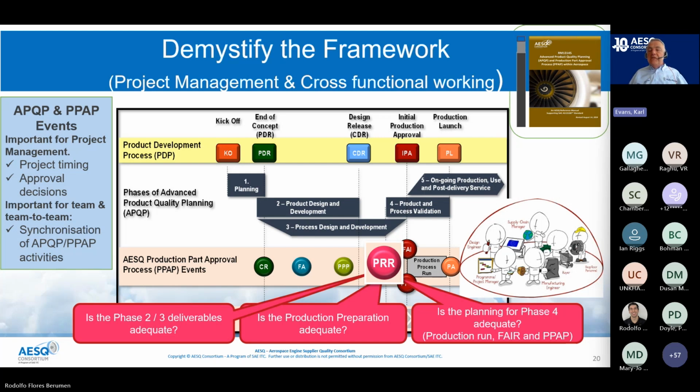Production readiness review is a really good example of one of the powerful events that you have in APQP. What's it focusing on? It's looking back to the left-hand side of this framework and asking, have the deliverables that should have taken place at this point in time been adequately achieved? It also asks, how are we prepared for manufacturing product through something called production preparation? And then it also looks forwards in terms of the activities that go on in phase 4 around validation activities, i.e. the production process run, first article, PPAP. And that's just an example of one event.